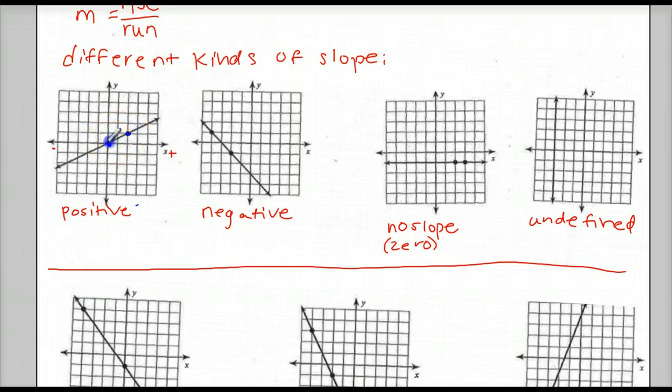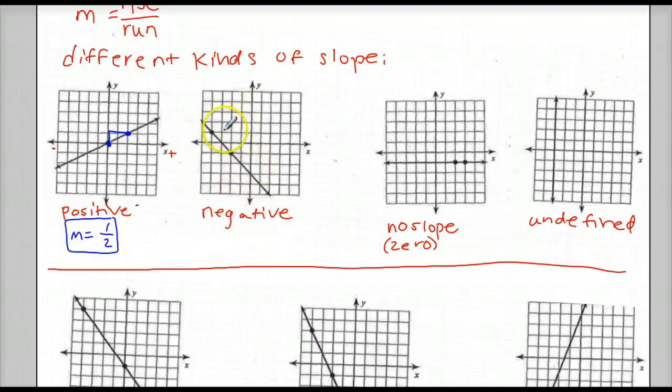So I'm going to rise up 1 unit. I'm going to run over 2 units, and since it's a positive, we write 1 over 2. So rise over run. Rise 1, run 2. And this is a positive graph, so this is a positive 1/2 slope. Actually, how we're going to write this is m equals 1/2. Remember, m represents slope if you look back up here.